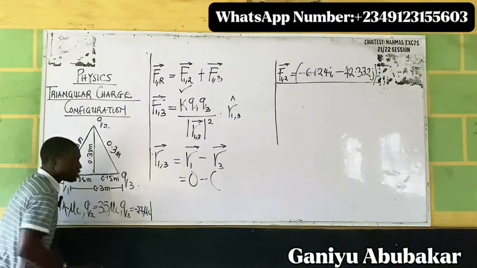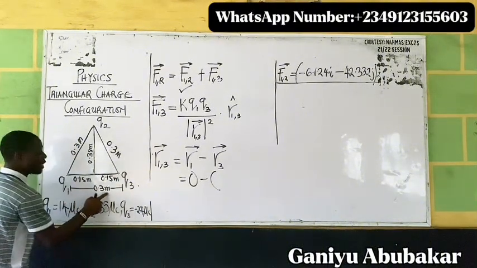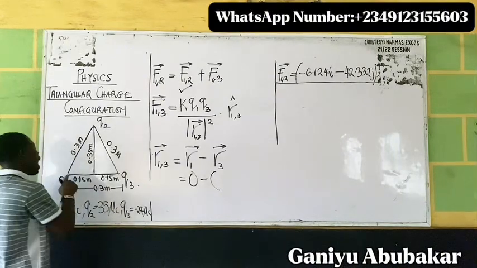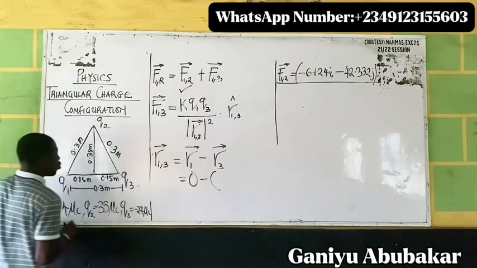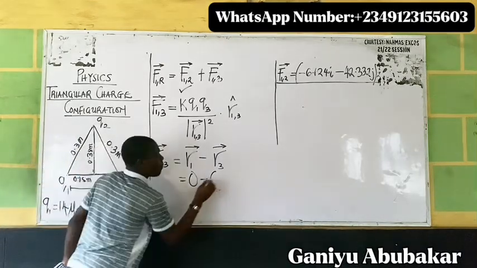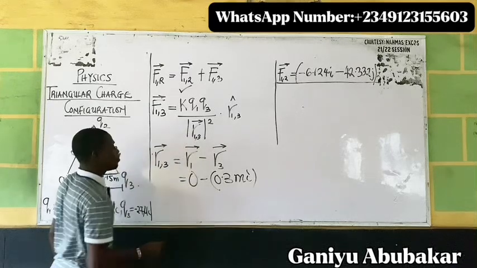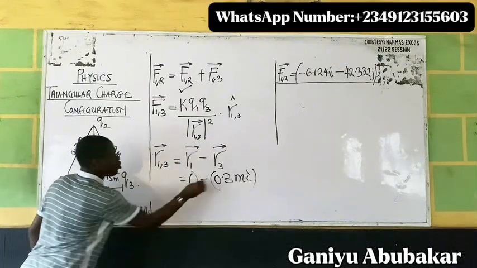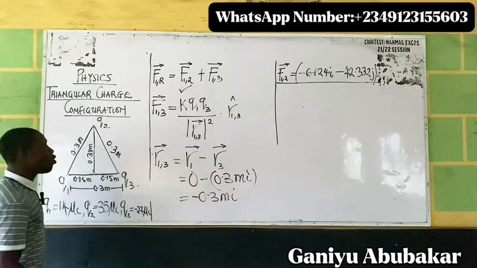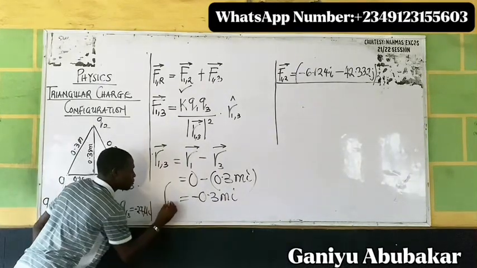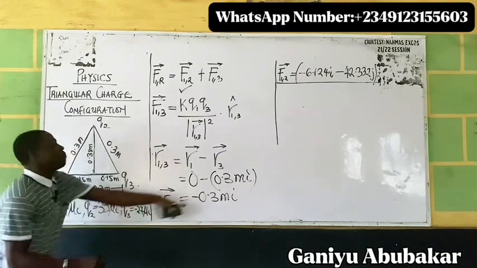So don't stress yourself. From here to here is what? 0.3 meters. So it's easy, as I'm moving in the positive x direction, so I'll be having a positive value, 0.3 meters. I'm done. It's equal to negative 0.3 meters i. That's the value for R13. So R13 is equal to this value.